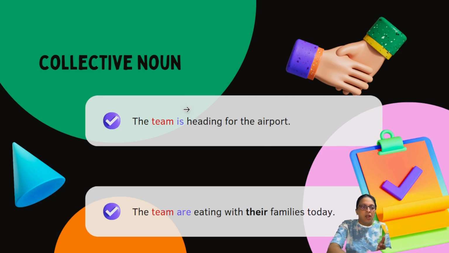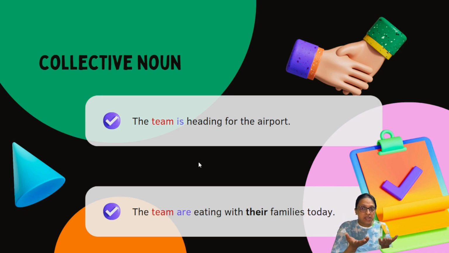That is because when we are talking about the team here, we are talking about the individual members of the team, because we have some more information which tells us about their individuality. What is it? Eating with their families. So now the team is not acting as a team. The team is there with their family. We are talking about the team members, not the team itself. Here the team means the members of the team, that the members of the team are eating with their families. This is what we want to communicate.